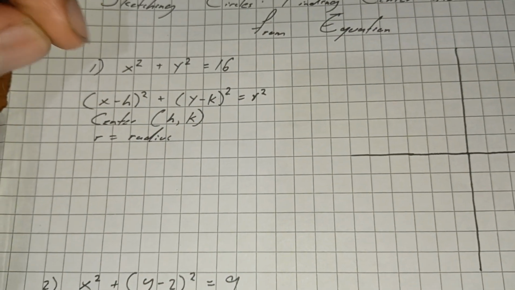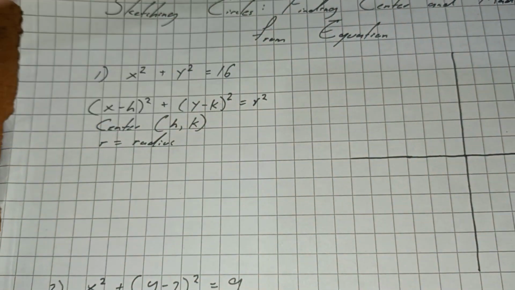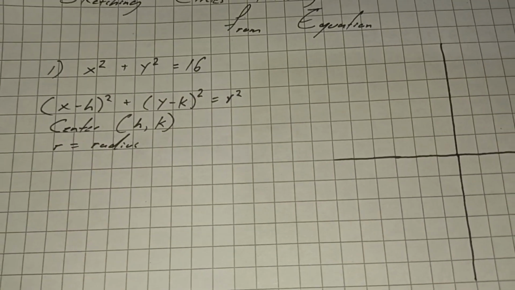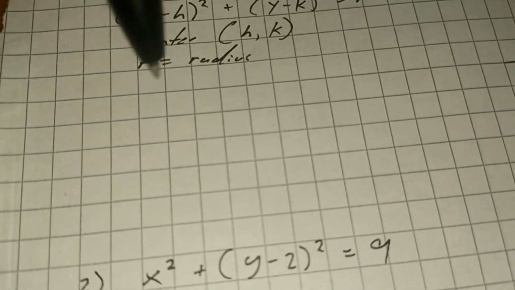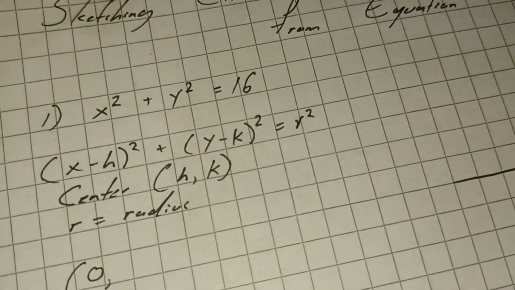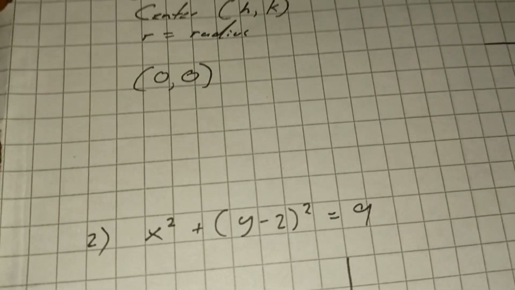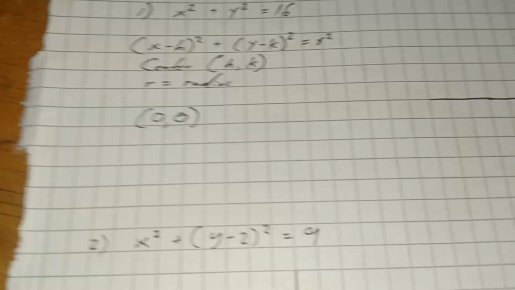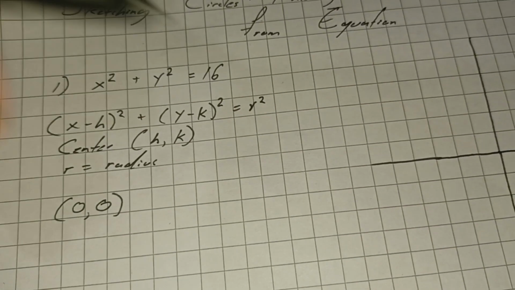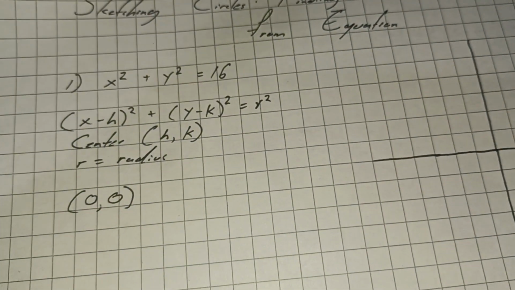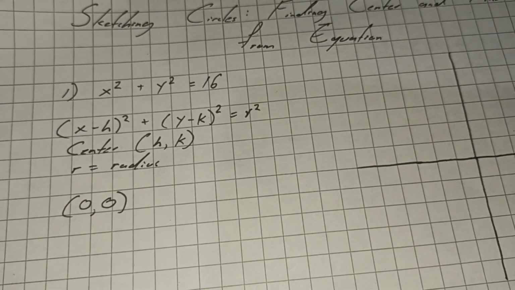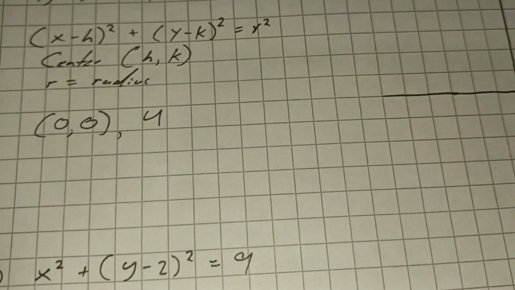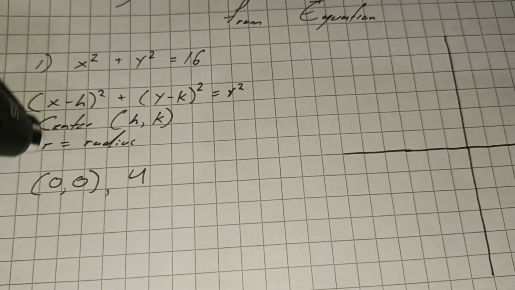And we look here, do we have any h values or k values in our equation? We don't really, we have 0, right? So our h value is going to be 0, and there's no k value, so it's going to be 0 as well. So that's going to be the center of our circle, 0, 0. And we take the square root of 16 to get our radius, because right here is radius squared. The square root of 16 is going to be 4, right? Because 4 times 4 is 16. So now we have our center, and now we have our radius.